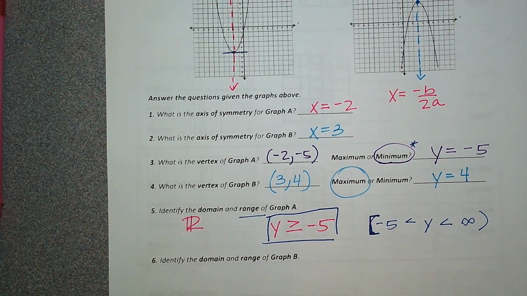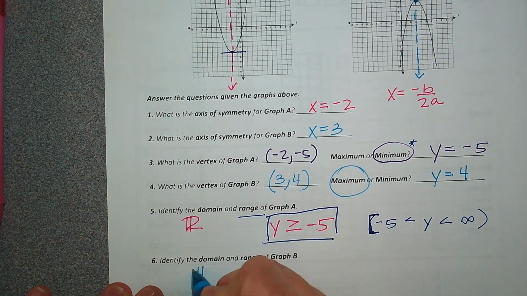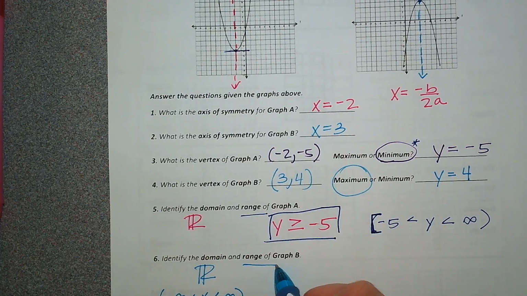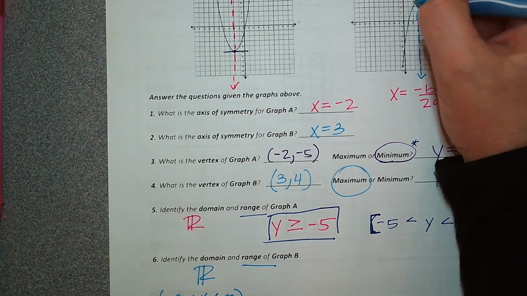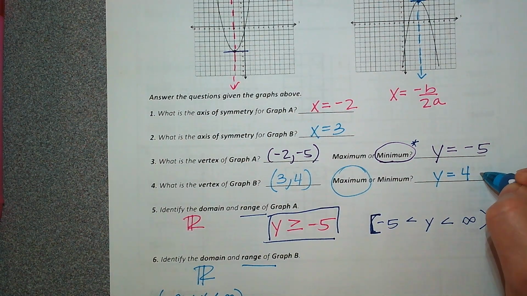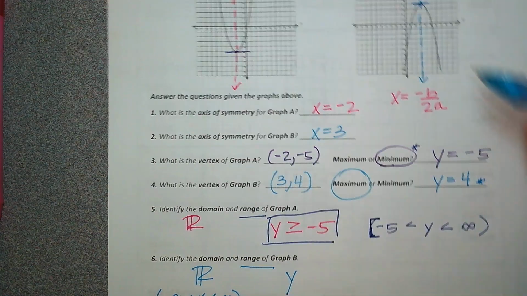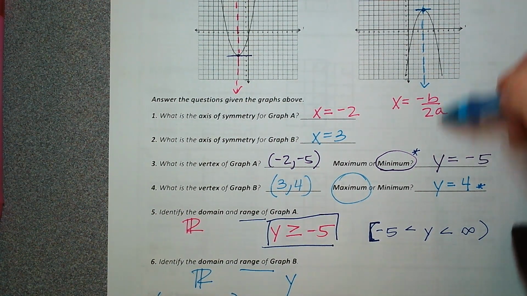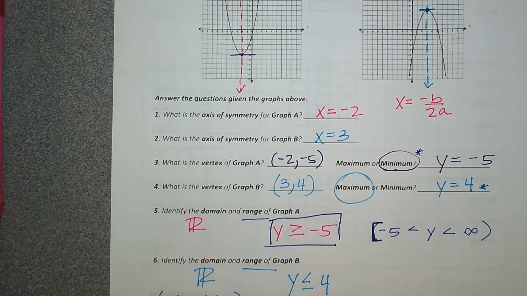Number 6, identify the domain and range of graph B. What is the domain? All reals, which means it will go from -infinity to positive infinity. And the range of graph B will be what? What's your highest point? Yes, we said the maximum value is y equals 4, so that means y can't be any greater than 4. It has to be what? Less than or equal to 4.